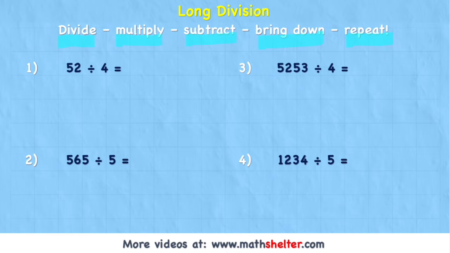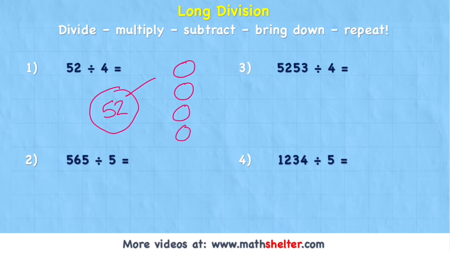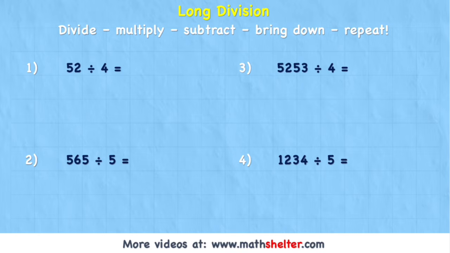So, example number 1, 52 divided by 4. What does that mean? It means I've got 52 something, and I'm trying to divide it between my 1, 2, 3, 4 friends. So I have to go 1, 2, 3, 4, all the way until I have none left. But we're going to look at the long division method to do that. So let's get it written down in my bus stop.